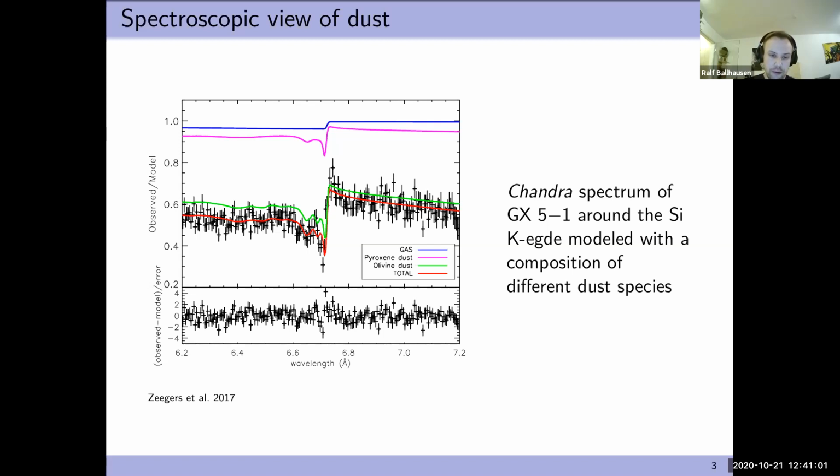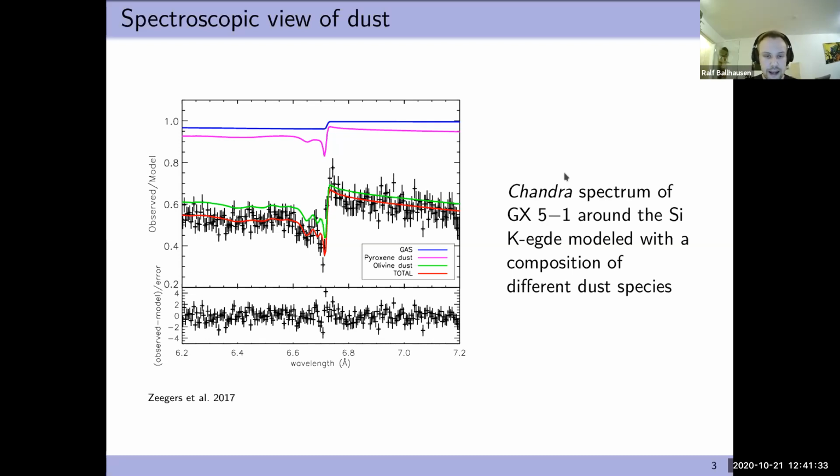So these X-ray absorption fine structures are very sensitive to the dust composition and structure. So by really measuring and constraining this fine structure, you get a good probe to measure the properties of the dust. Now, this is just one example, but this has been observed in a number of sources, and there are many papers of different authors who studied this in great detail.